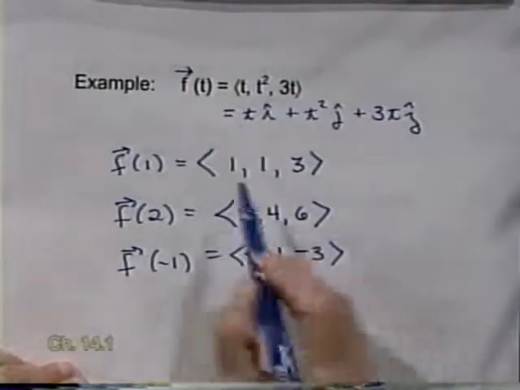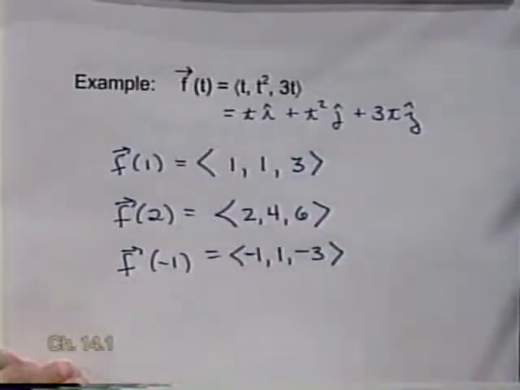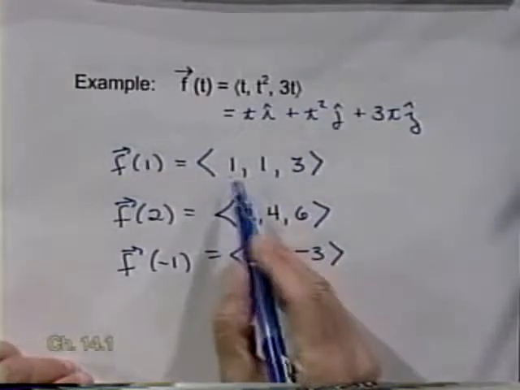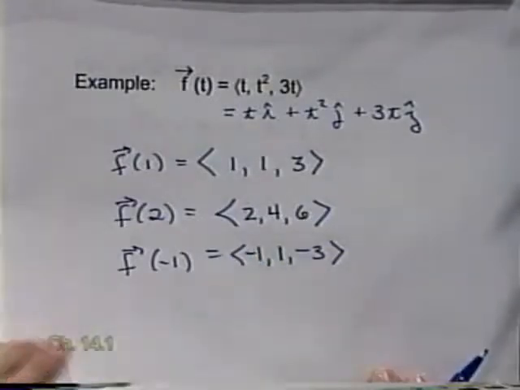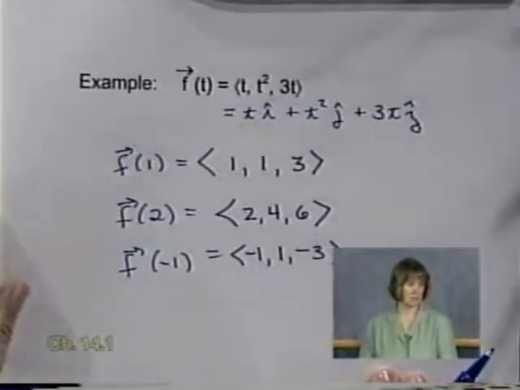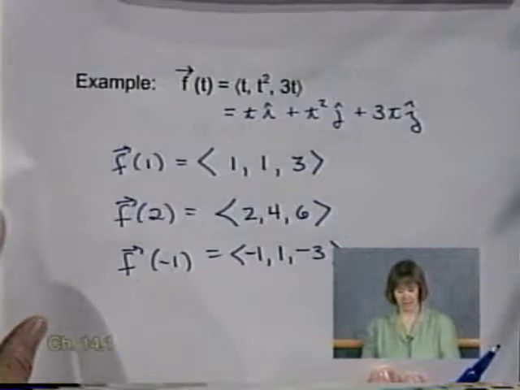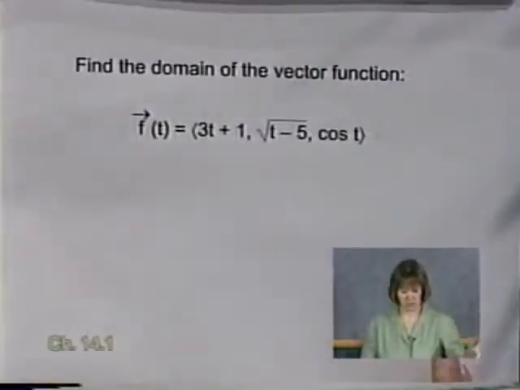Okay, and you actually could think of this vector as being a position vector, and this position vector is actually pointing you to the point (1, 1, 3), or (2, 4, 6), or (−1, 1, −3). Okay, so this is what a vector-valued function or a vector function does.